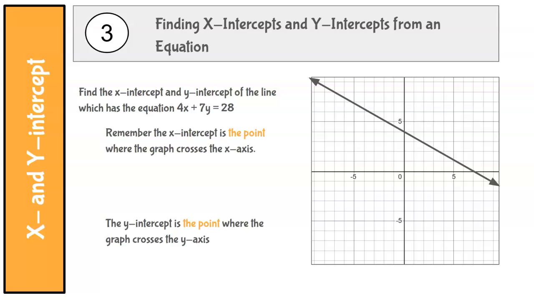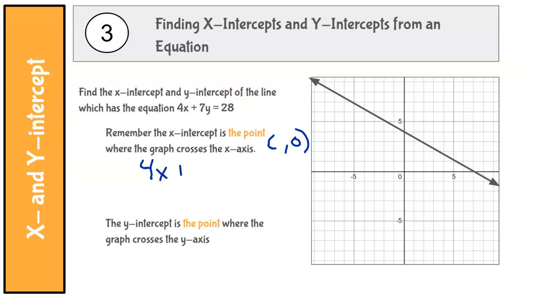Let's move on to finding the x and y-intercepts from an equation. Find the x and y-intercept of the line which has the equation 4x plus 7y equals 28. You'll remember from the previous slide that the x-intercept is the point where the graph crosses the x-axis. What puts it on the x-axis is the fact that the y is 0. We can use that fact and the equation to figure out what x is.